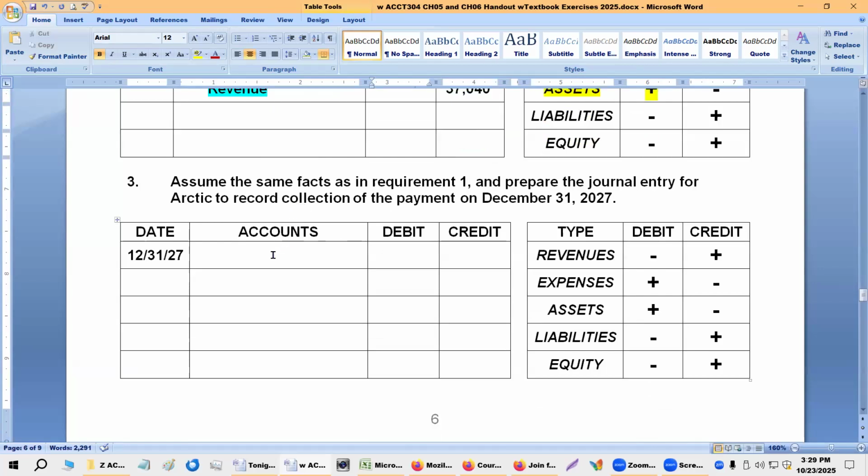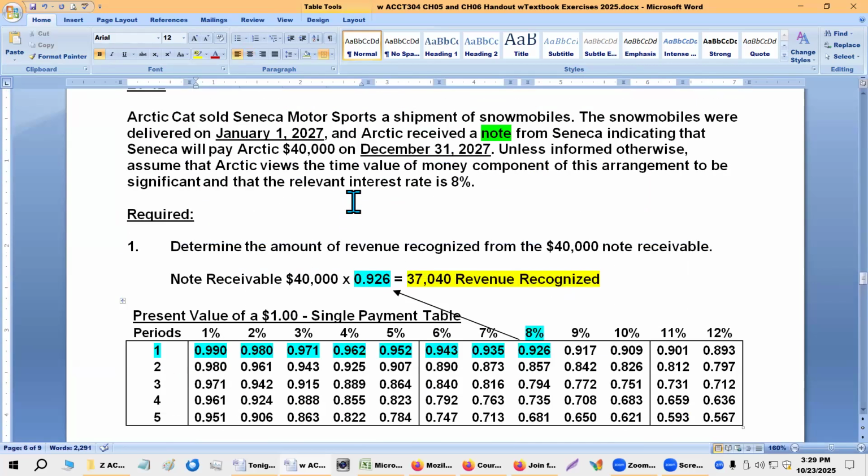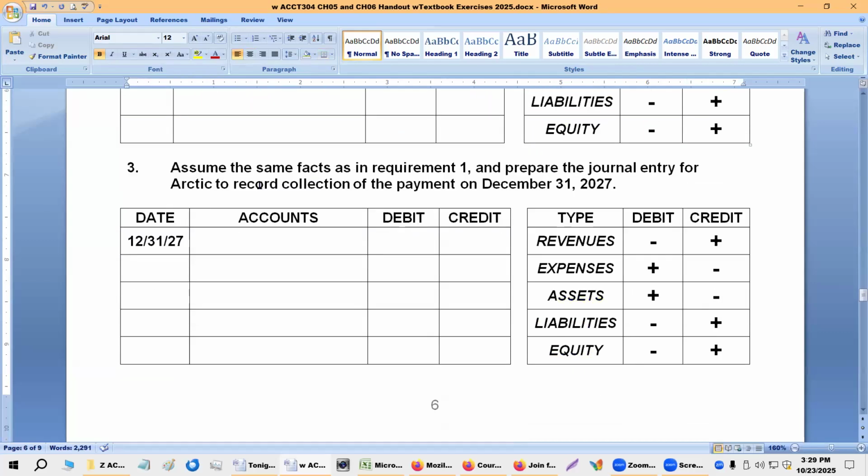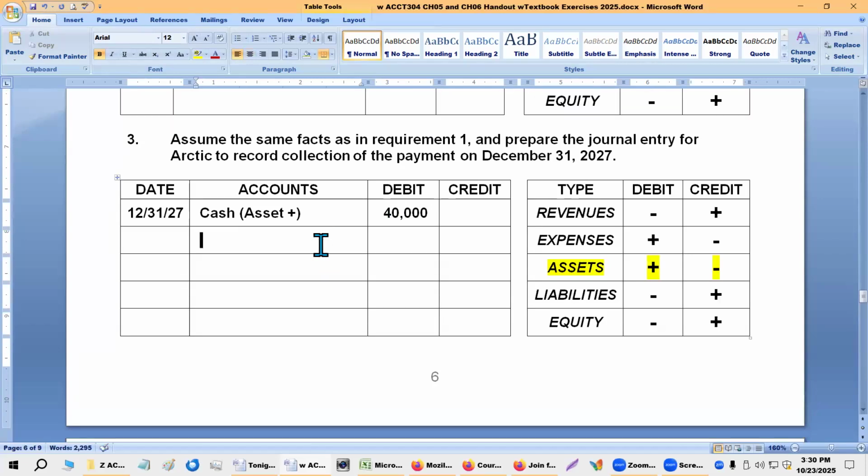Okay, assume the same facts. Requirement 1, prepare the journal entry. Okay, so what's this? Seneca is sending us a check for 40,000. Collection of the payment. Okay, so cash. Is that going up? Okay, now we actually have to take an asset off our books. What is it?